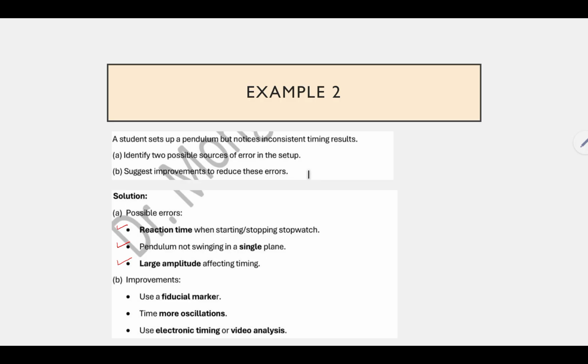How can I improve this? I'll use a fiducial marker, which means that I will mark the starting and ending point. I'll time more oscillations, and I can just use an electronic timing or video analysis to be very precise with where it started, where it ended, and the exact time.